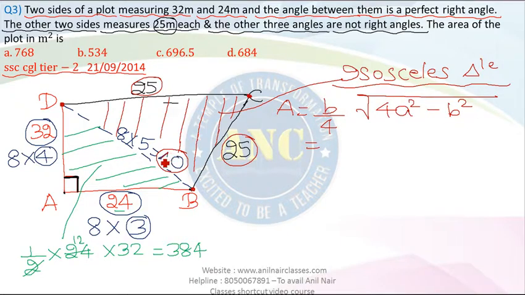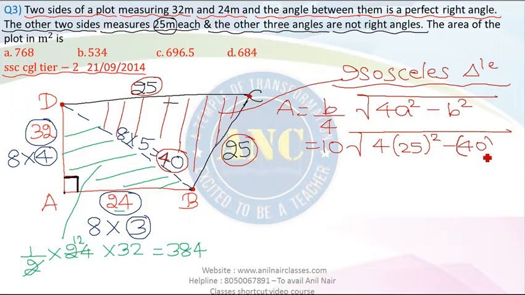The b value is 40, which is the unequal side. 40 by 4 is 10, into square root of 4 into a value, which is 25 square, minus b square, where the b value is 40 square. Now if I further simplify, I will finally get 20 into root of 225. So this is 20 into 15, which is nothing but 300.